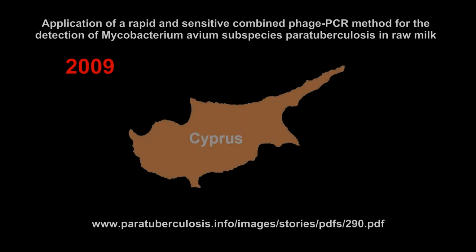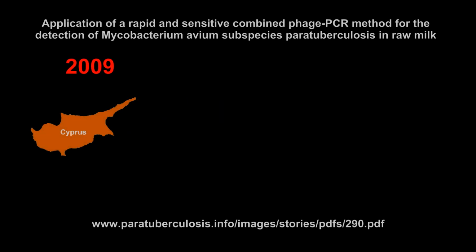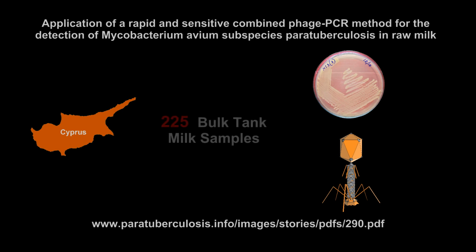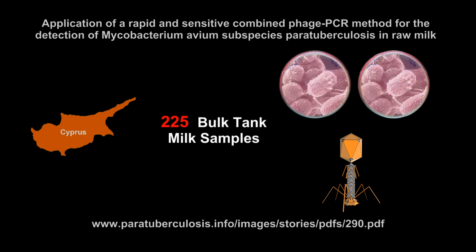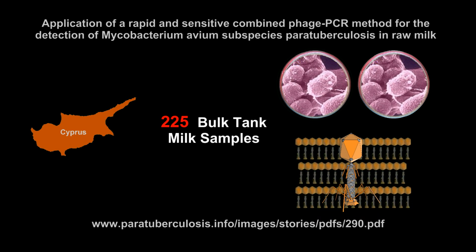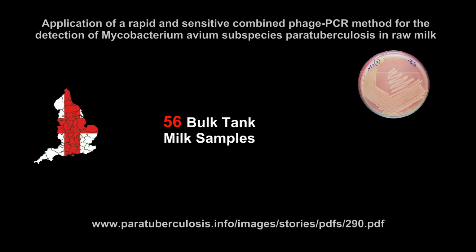In Cyprus, 225 bulk milk tank samples were tested for MAP using 2 different methods, traditional culture and a new bacteriophage test. After culturing 225 samples, MAP was cultured 2 times. Using the B29 bacteriophage test, they identified 50 contaminated samples. In England, 56 milk samples were tested and no MAP were cultured. Using the bacteriophage test, 1 milk sample was positive for MAP.